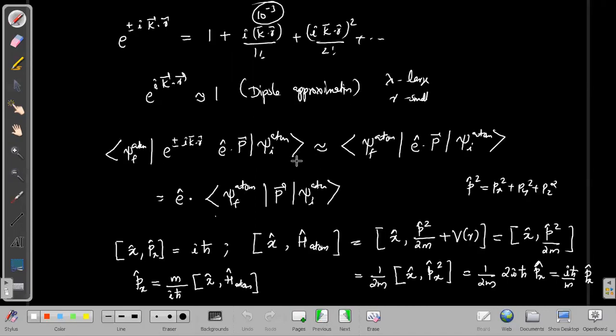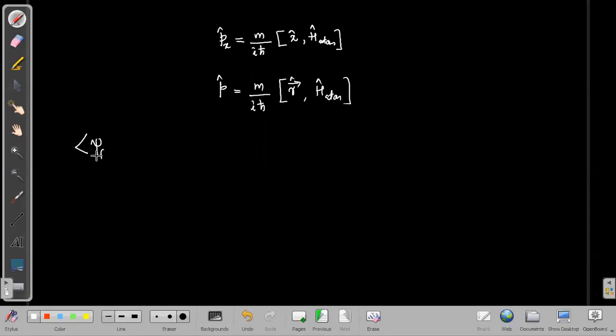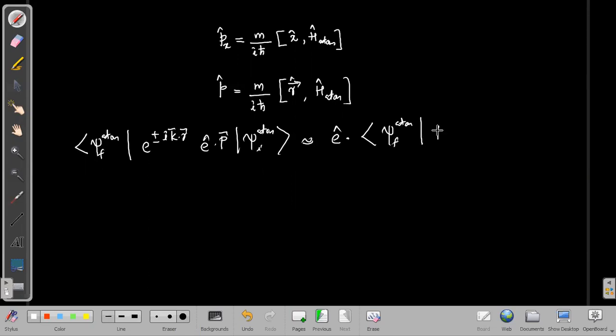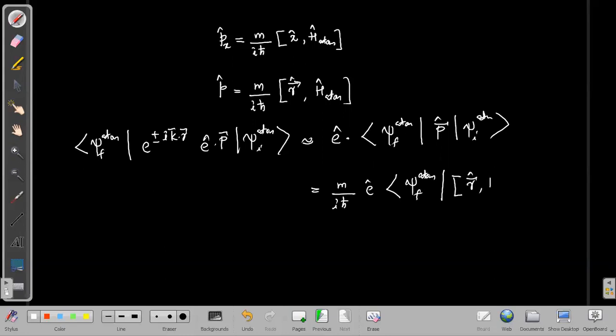The previous inner product is the original inner product, and after the dipole approximation we can write that in this way. Therefore ⟨ψ_f atom| e raised to plus or minus i k dot r e dot p |ψ_I atom⟩ is approximately, after dipole approximation, e dot ⟨ψ_f atom| momentum operator |ψ_I atom⟩. This momentum operator I can write with m by i h cross taken outside: e dot ⟨ψ_f atom| the commutator of the position vector and the Hamiltonian of the atom |ψ_I atom⟩.